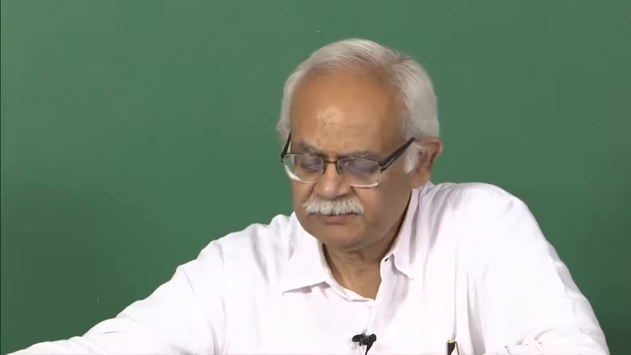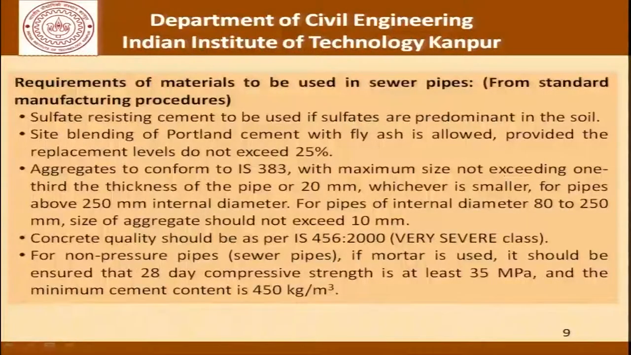For non-pressure pipes, sewer pipes, if mortar is used, it should be ensured that the 28-day compressive strength is at least 35 MPa and the minimum cement content is 450 kgs per cubic meter. So these are some of the requirements as far as the materials are concerned. Material alone, of course, cannot ensure the quality of the pipeline project, but that is the first step.